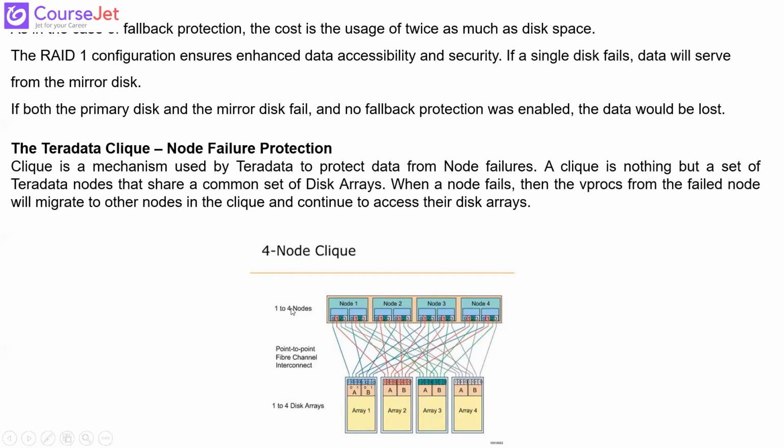If you see here in the picture, this is a 4-node clique. We have node 1, node 2, node 3, and node 4, all connected to these disk arrays: array 1, array 2, array 3, and array 4. So these are different arrays, right? From node 1, the connection will be there for all the arrays, and even from node 2, it will be connected to all the arrays. Similarly, all the nodes will be connected. Suppose node 1 goes down. What will happen? All the vprocs from node 1, meaning the AMPs from node 1, will be automatically migrated to any of the available nodes. From there it will start again, retrieving the data. So this is for node failures.